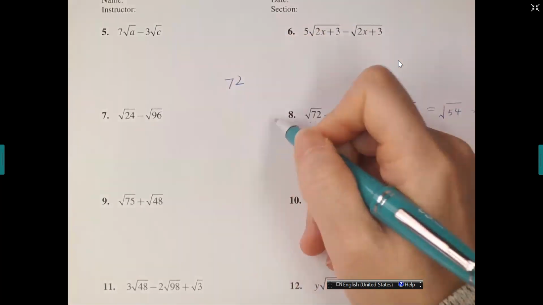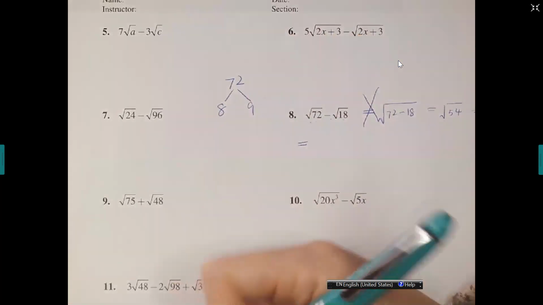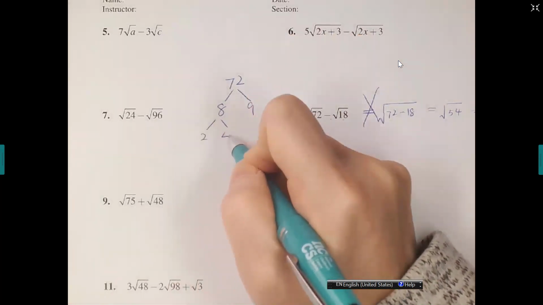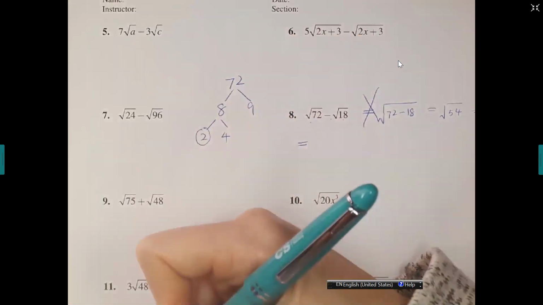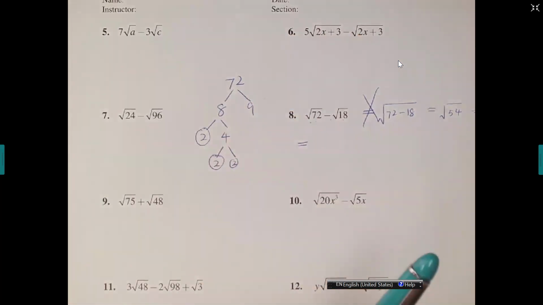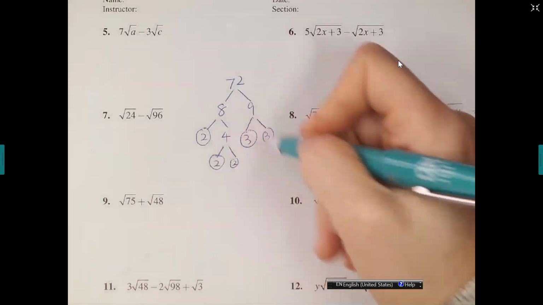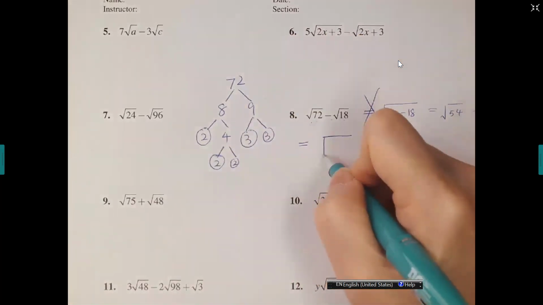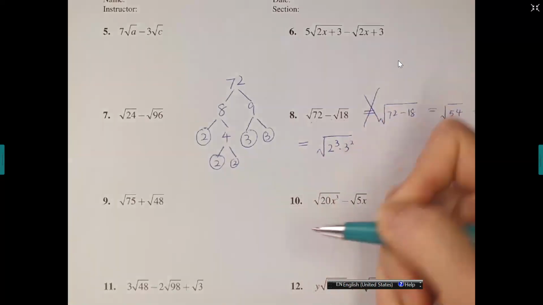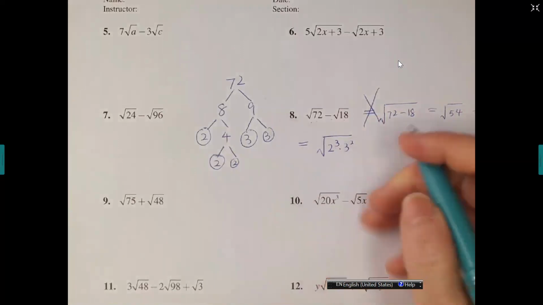72, do the factorization. Use the factor tree: 72 equals 8 times 9. 8 times 9 equals 72. And what is 8? 8 equals 2 times 4. This 2 is prime, circle it. 4 can continue to factor as 2 times 2. And 9 equals 3 times 3. So when I do the factorization, I see 72 equals 2 to the third times 3 squared. So 2 times 2 times 2, 2 to the third, and 3 times 3, 3 squared.